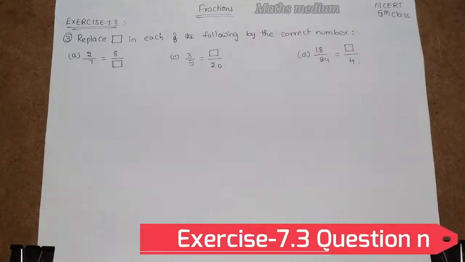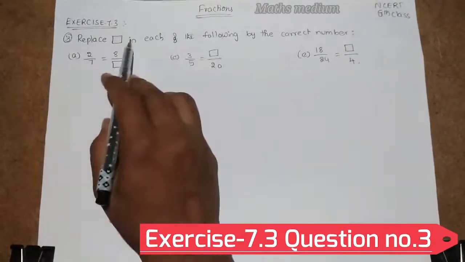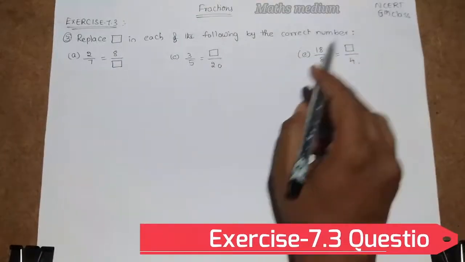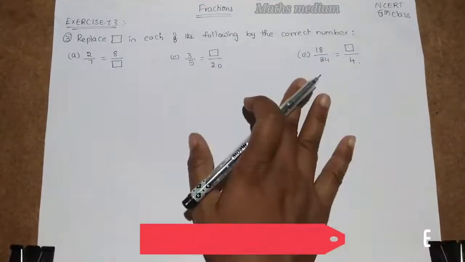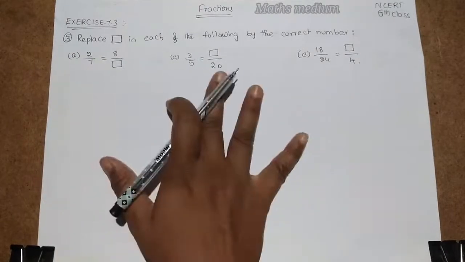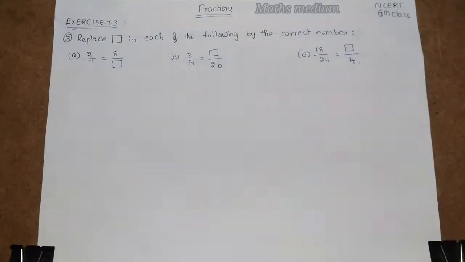Today I came with exercise 7.3 from fractions, 6th class NCERT. Question number 3: Replace the box in each of the following by the correct number. So here I took randomly 3 questions. We have to solve fractions. This is in the form of equivalent fractions. If you want the introduction to equivalent fractions and example problems, check the description box for the link. So let's start with A.